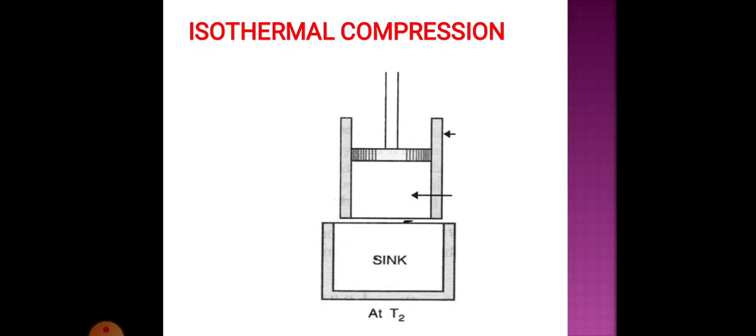അപ്പോൾ വർക്കിംഗ് സബ്സ്റ്റൻസിൻ്റെ ടെമ്പറേച്ചർ T2 ആണ്, സിങ്കിൻ്റെ ടെമ്പറേച്ചറും T2 ആണ്. Now the gas is compressed slowly. ഗ്യാസ് സ്ലോ ആയിട്ട് കംപ്രസ് ചെയ്യണം. കംപ്രസ് ചെയ്യുമ്പോൾ സ്വാഭാവികമായും ഹീറ്റ് ജനറേറ്റ് ചെയ്യപ്പെടും. ഫ്രിക്ഷൻ കൂടിയിട്ട് അല്ലെങ്കിൽ കൊളീഷൻ കൂടിയിട്ട് ഹീറ്റ് ജനറേറ്റ് ചെയ്യപ്പെടും. പക്ഷേ ഇവിടെ സ്ലോ ആയിട്ടാണ് പ്രോസസ്സ് നടക്കുന്നത്.